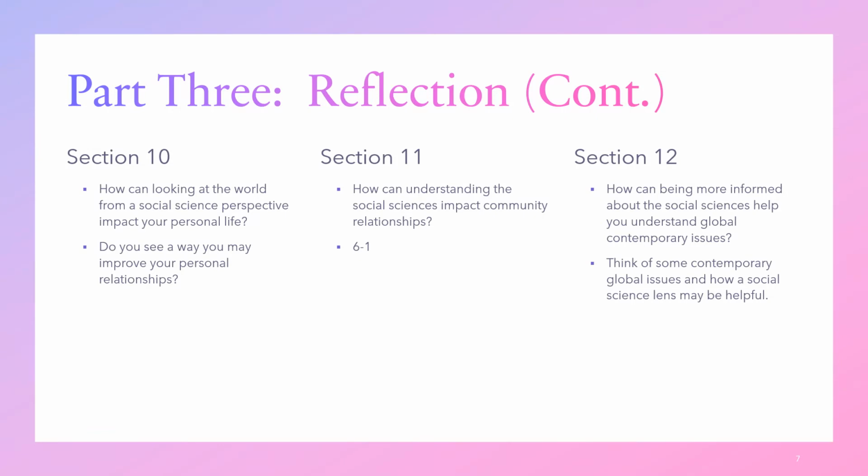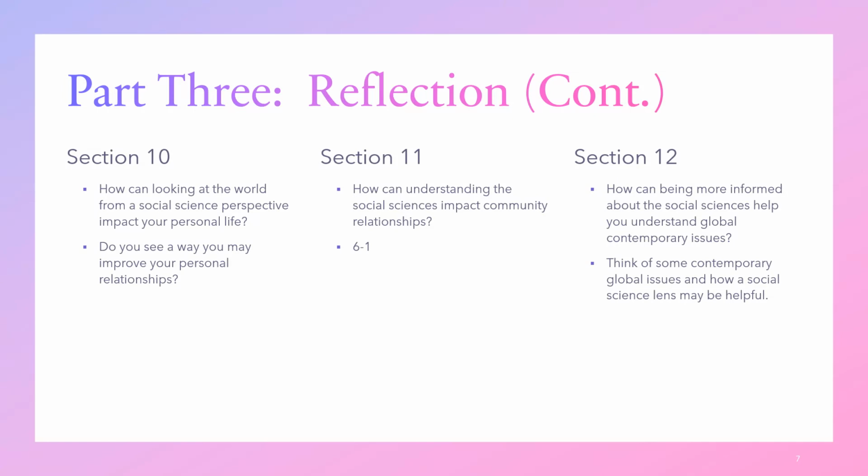For section 11, you're going to talk about how understanding the social sciences may impact community relationships. Could you use this to help with something in your community? Think back to your Module 6 discussion board assignment. Is there some issue in your community that you could use your understanding of the social sciences to help with?